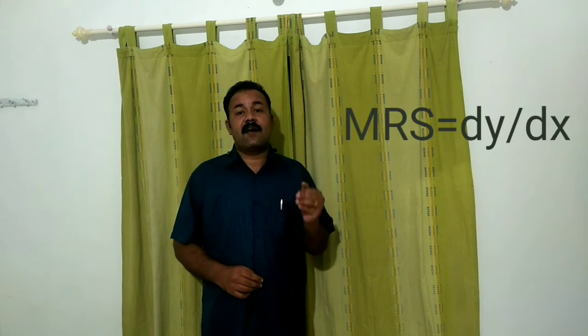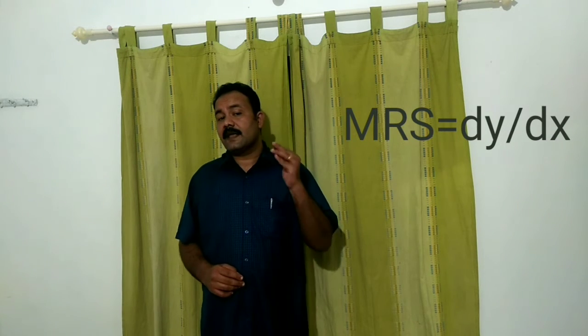Then we can calculate marginal rate of substitution by using an equation. MRS is equal to delta y by delta x. Then what is delta y? Change in the consumption of the second commodity. Then what is delta x here? Change in the consumption of the first commodity.